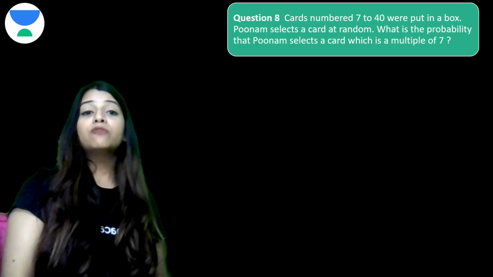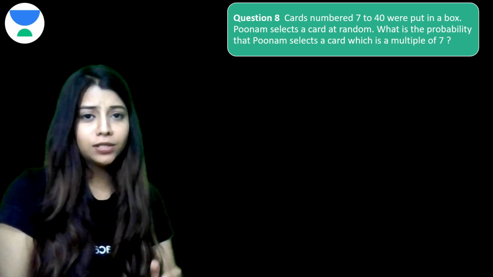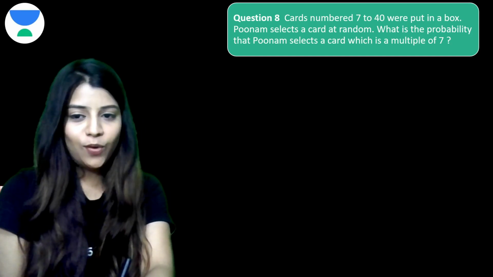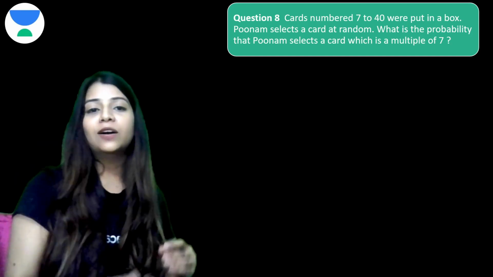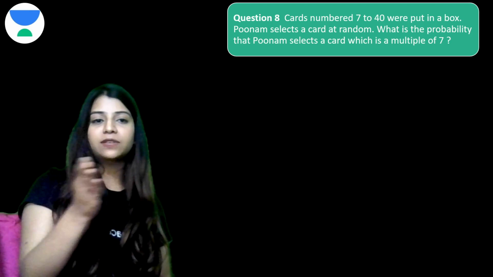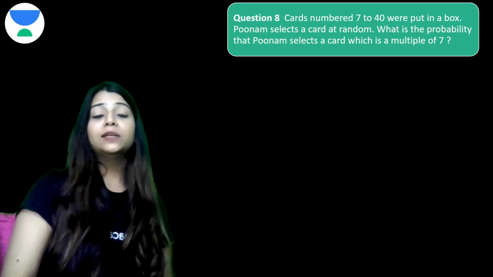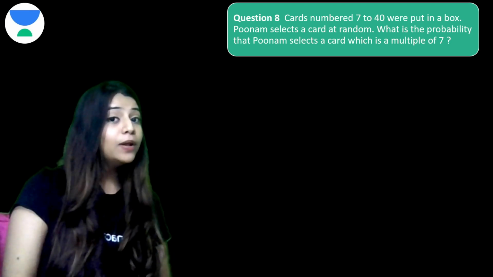Next, cards numbered from 7 to 40 were put in a box. Poonam selected a card at random. All right, so here's a girl Poonam who selected a card at random from the cards numbered from 7 to 40. What is the probability that Poonam selects a card which is a multiple of 7?